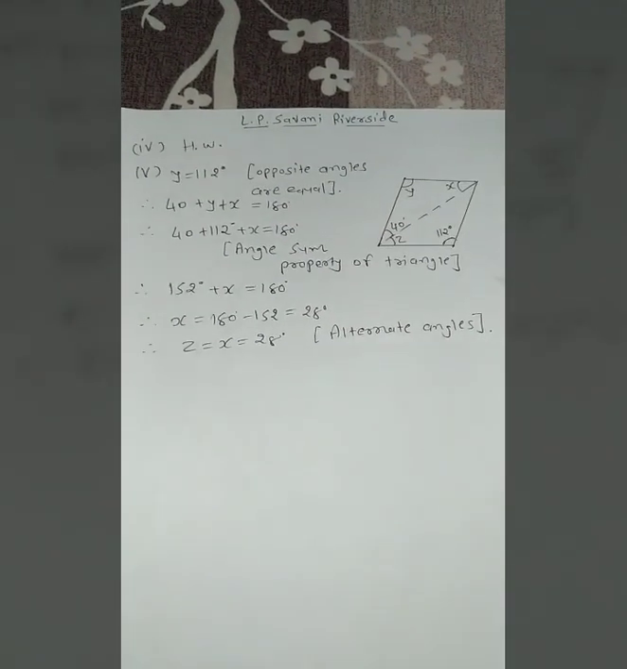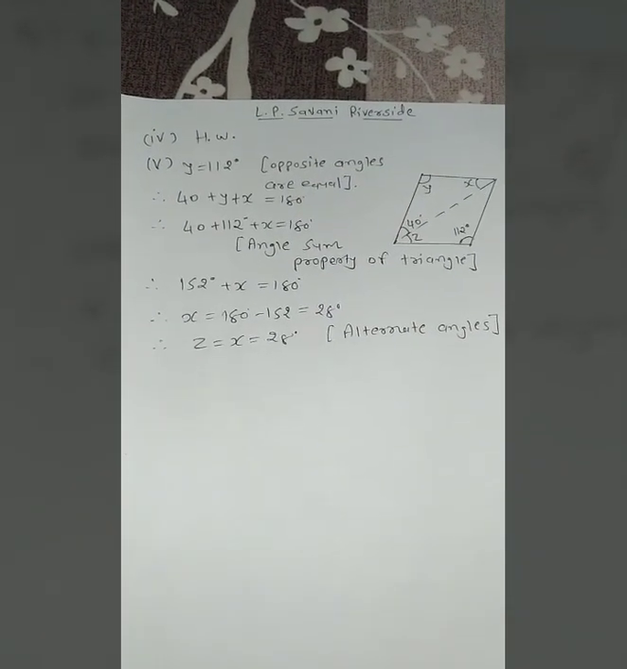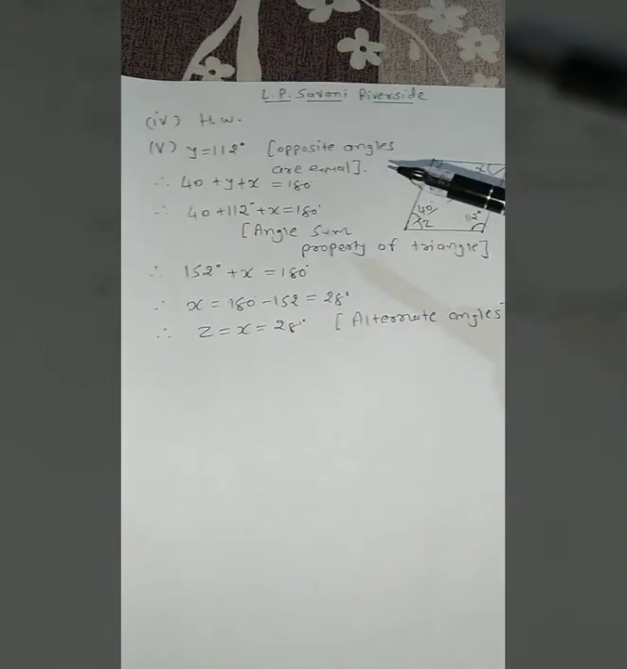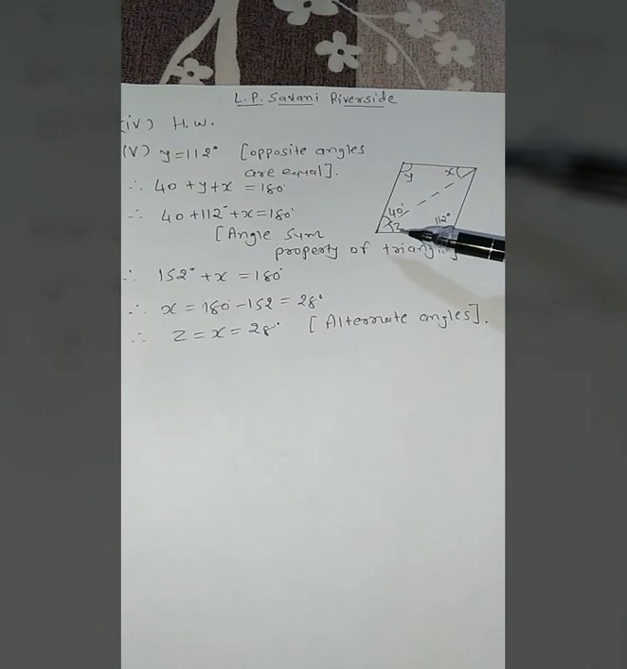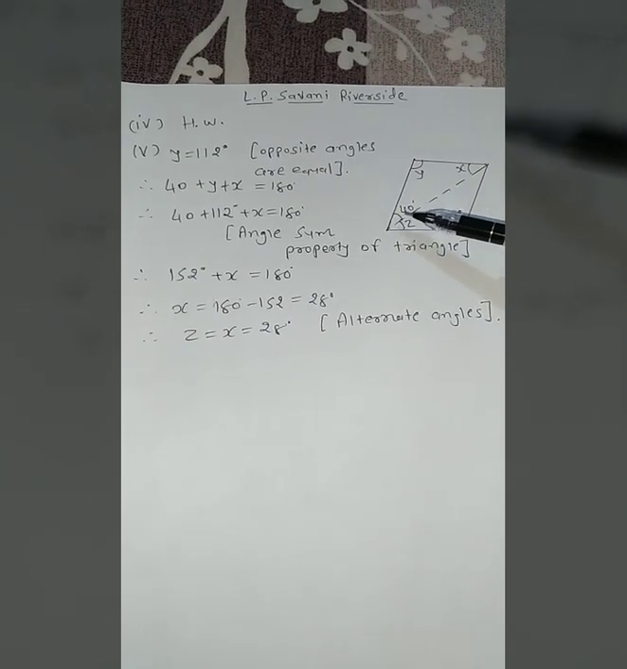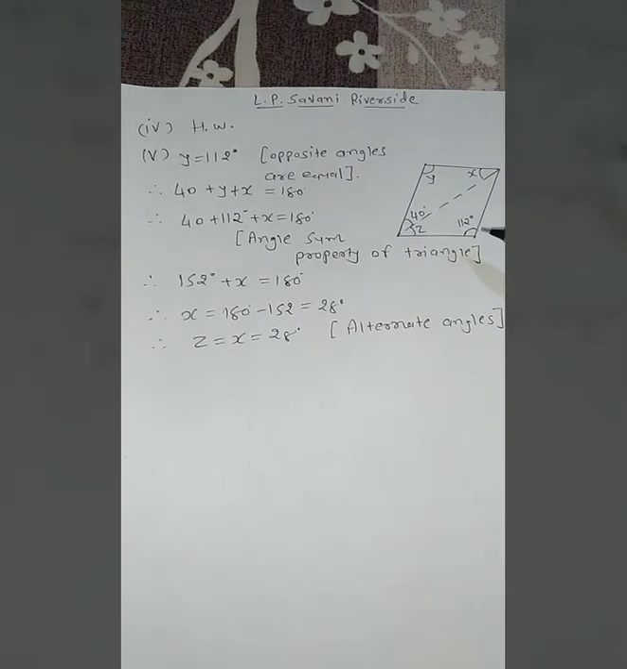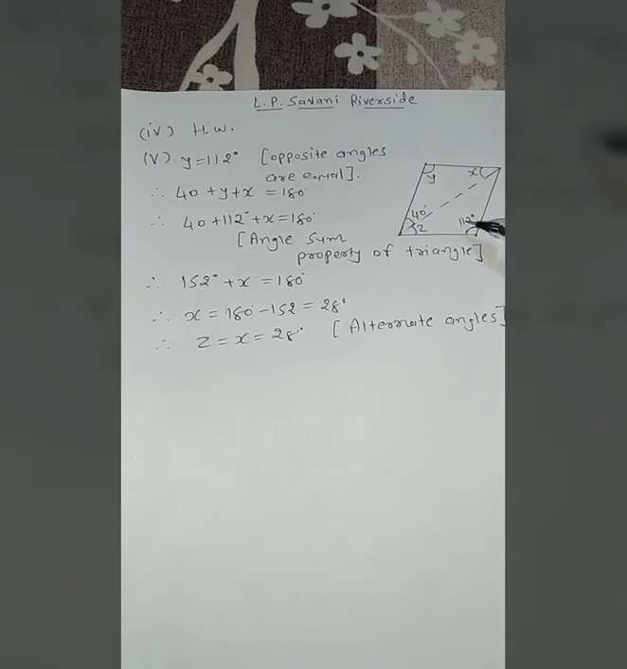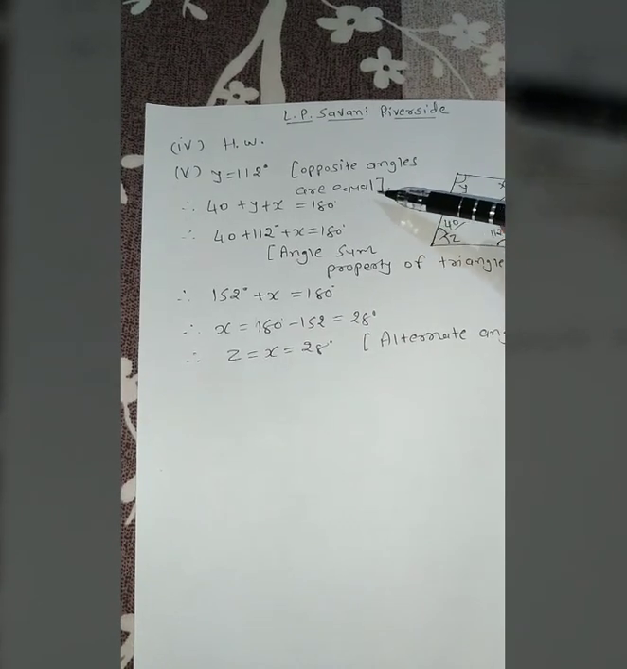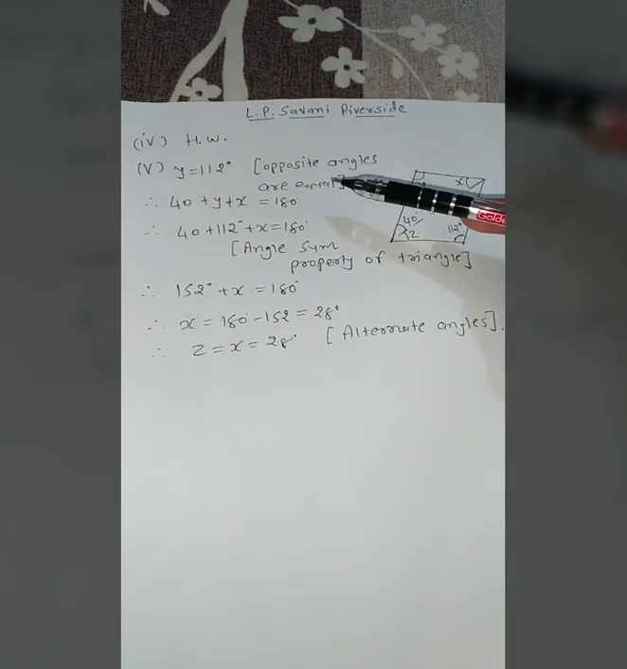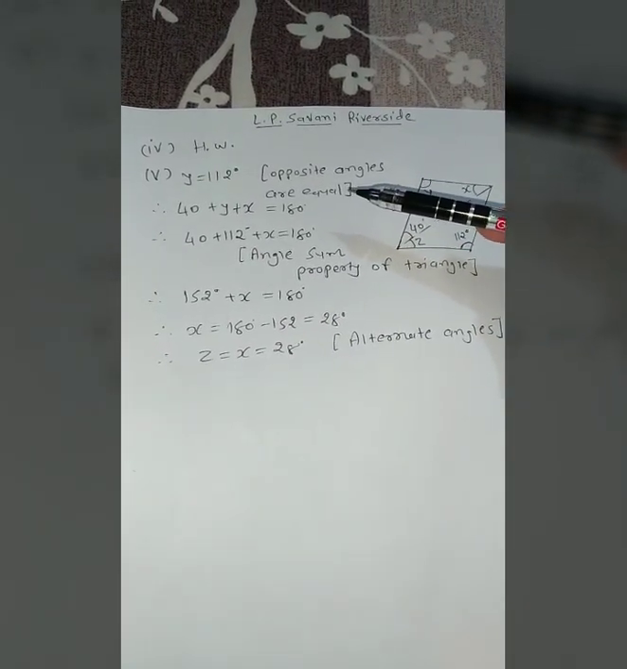The next example is easy, so try it in your homework. Let's take another. Here see this figure with x, y and z. Here the nearest angle of z is 40 and 112. So y is equal to 112. Opposite angles are equal. Okay, these two opposite angles are equal.